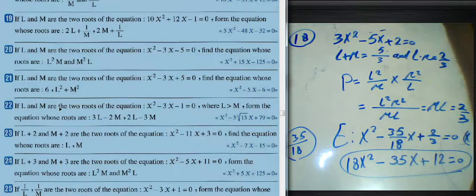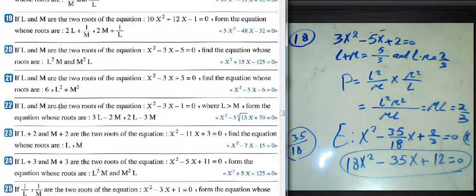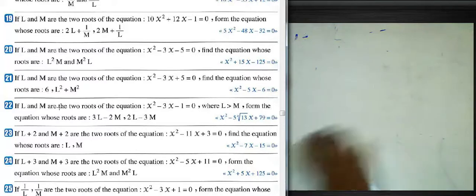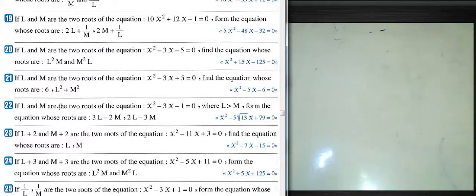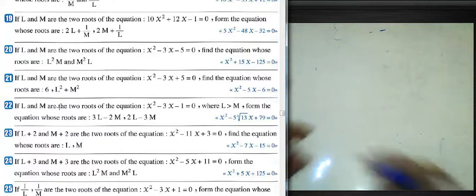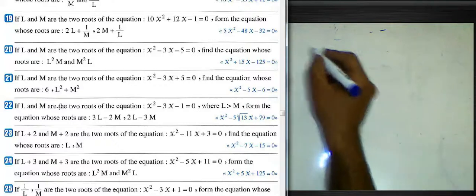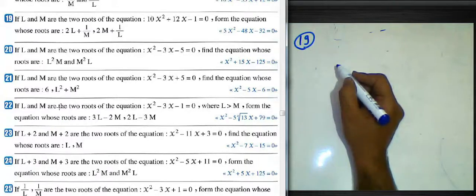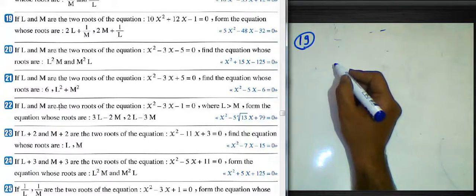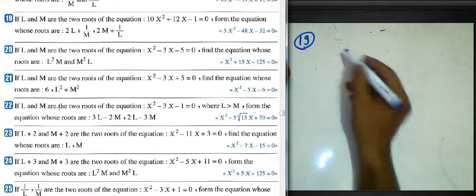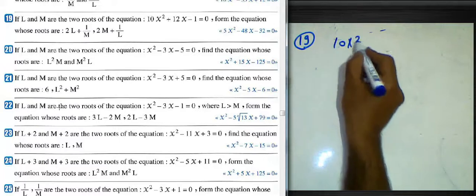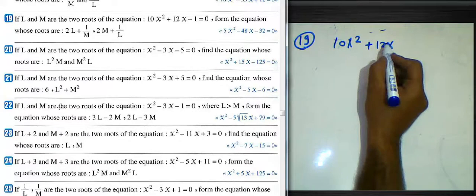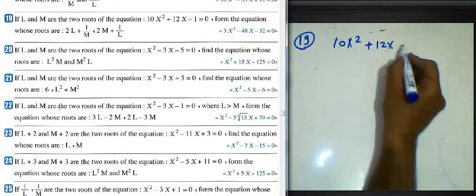معايا كده يا شباب مستوعبين؟ هنمسح ده ونكمل مع بعض question 19. يا ريت تكونوا بتكتبوا ورايا يا شباب. question 19. هنا بيقول لي L and M are two roots of the equation 10x power 2 plus 12x minus 1 equals 0.